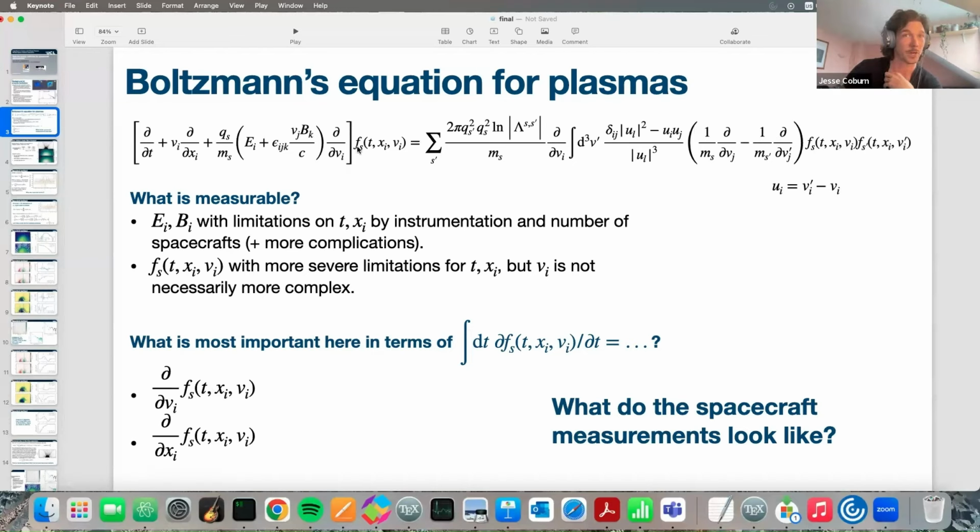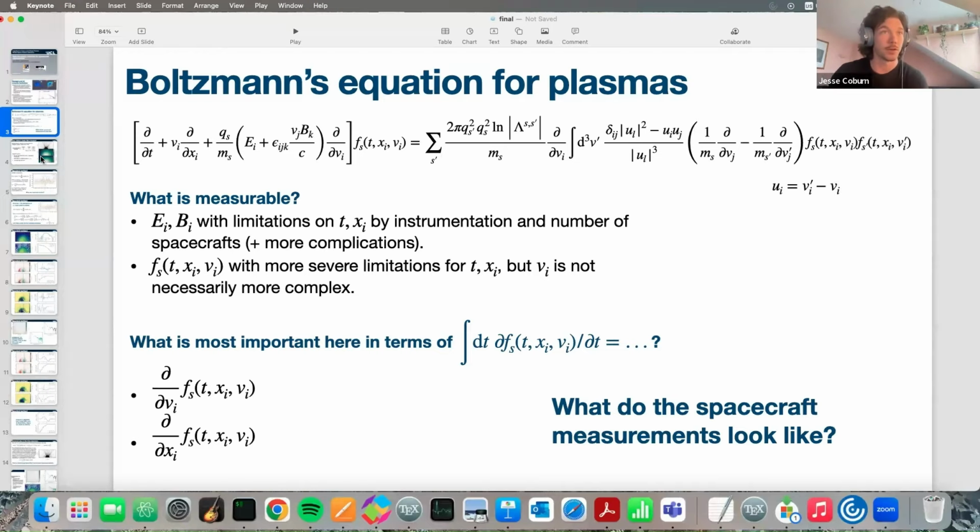So velocity space gradient, right? This mediates the electromagnetic interaction. This is the free streaming term. You get a spatial gradient. And then up in the collisional operator, we have these velocity space gradients that mediate particle-particle collisions, okay? So these are the most important things to measure, okay? That's my argument. All right.